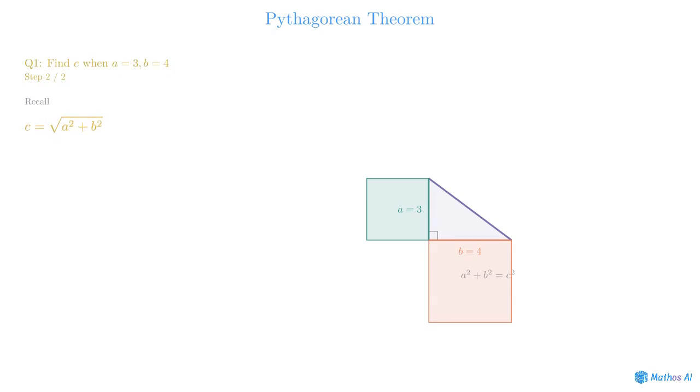Step 2. We take the square root of both sides to find c. c equals the square root of 25. c equals 5. The hypotenuse is 5. Great! Now let's reverse the process and find a missing leg.